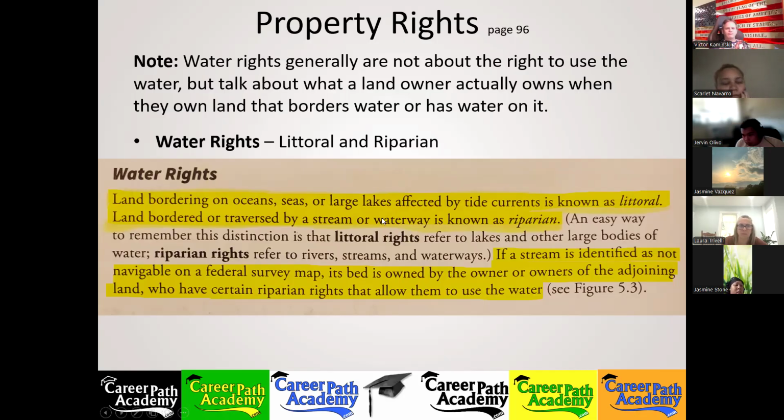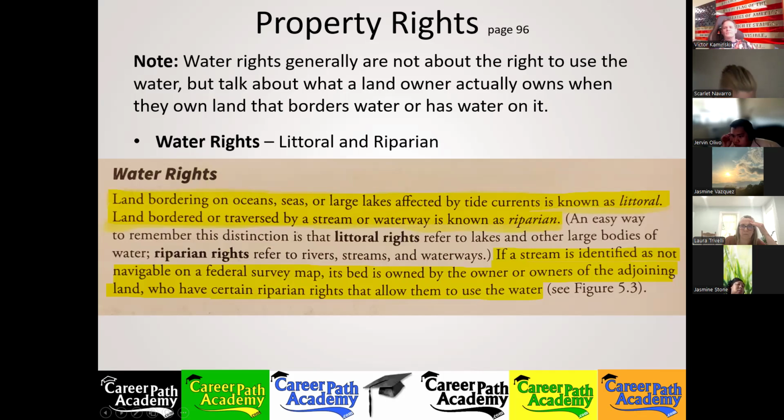So, littoral property rights, you own land that borders large bodies of water like the ocean. Riparian property rights, little flowing rivers and streams and waterways. Now, the key to identify what kind of property rights you have, that's only part of the definition there. If the stream is identified as not navigable on a federal survey map, its bed is owned by the owner or owners of the adjoining land, who have certain riparian rights that allow them to use the water.